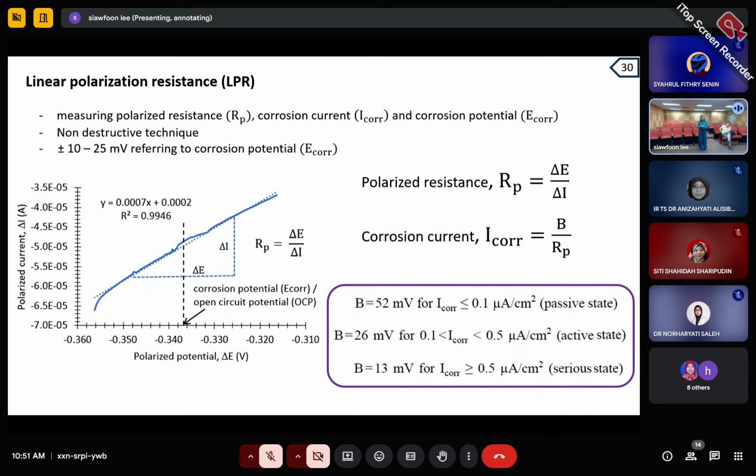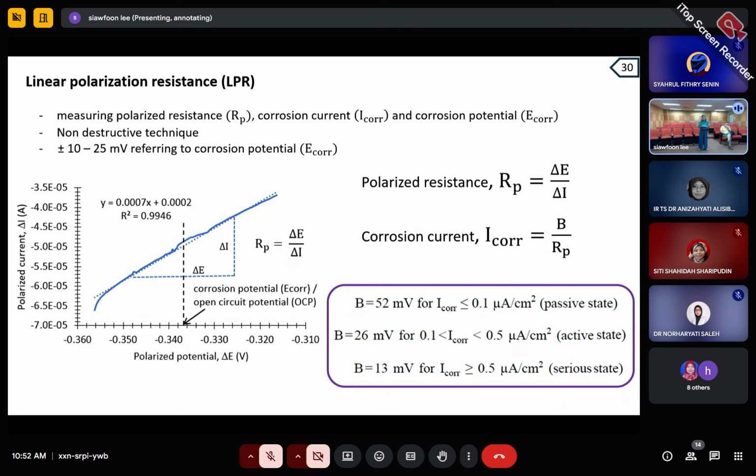How about this constant B? People have studied the value of this constant B for a long time. Usually at the beginning they will use 26, because they said 26 applies when the corrosion is between 0.1 and 0.5 microampere, and they call it the active state. But when you apply this technique and see that the steel actually doesn't get corroded, then you have to change B to 52, because this means the predicted corrosion current will be below 0.1.